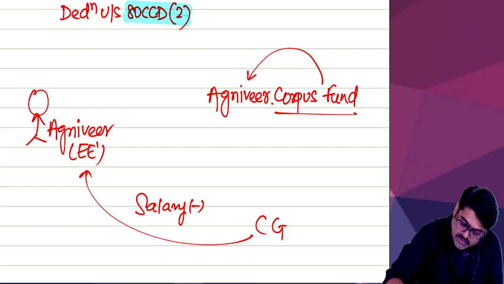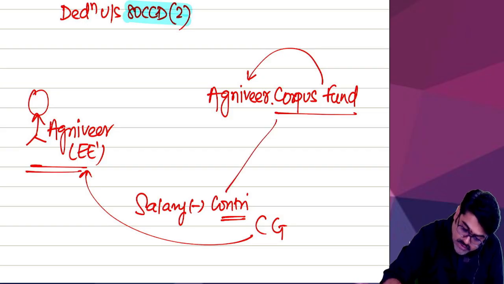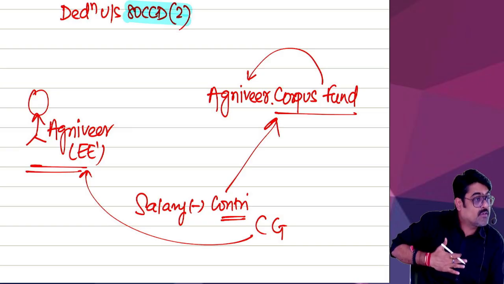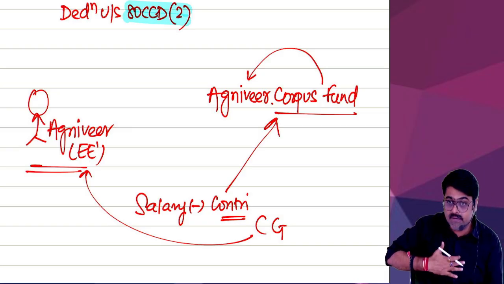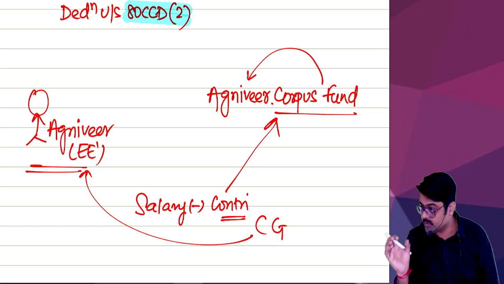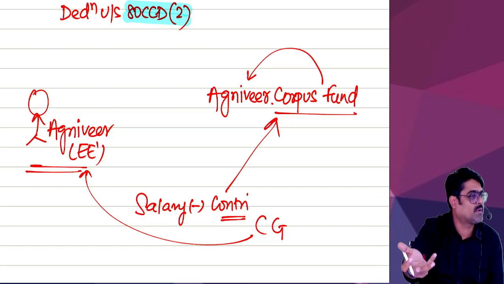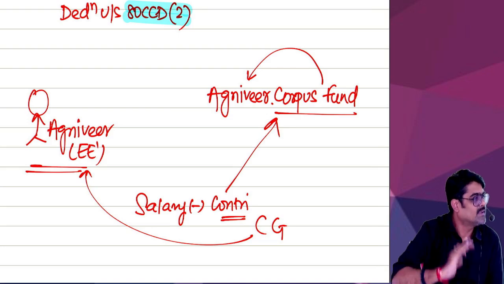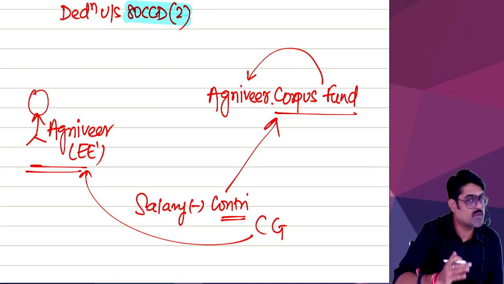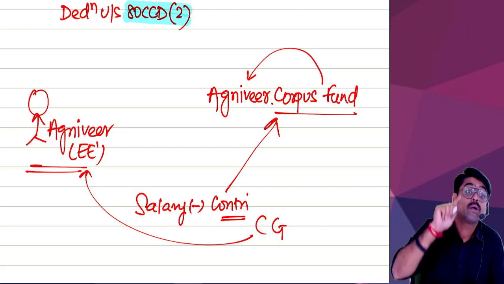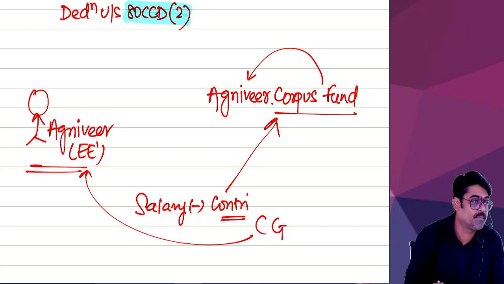Out of that salary, some amount will be deducted as what? Contribution of the Agniveer to this corpus fund. So this is the employee's own contribution, Agniveer's own contribution out of his salary to the Agniveer corpus fund. Just like a PF contribution which happens from your salary, this is also a contribution which will happen out of your salary. But this contribution will go to your Agniveer corpus fund.